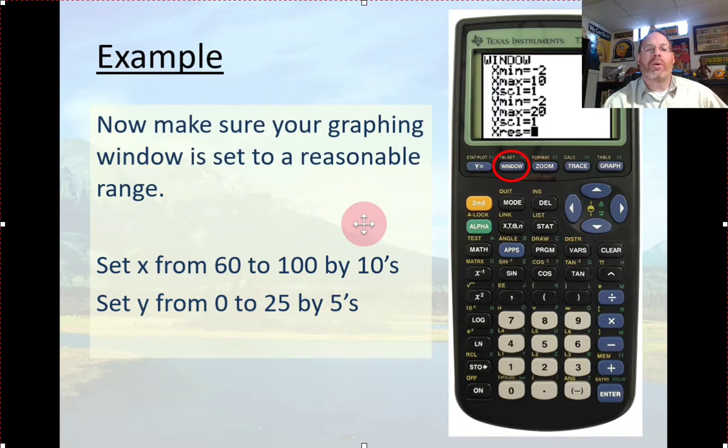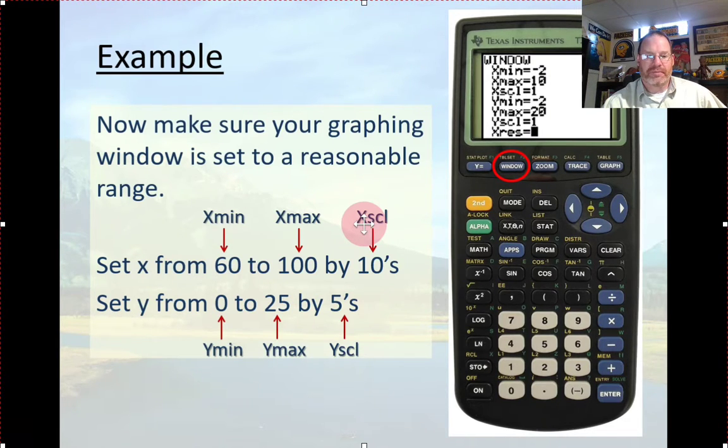All right, so you're going to enter all those in the following fashion. Your X min is 60, your X max is 100, and your scale is by 10. Then go ahead and do the same with your Y values. All right, the X RES, I never even worry about that. Quite frankly, I have no idea what it means.